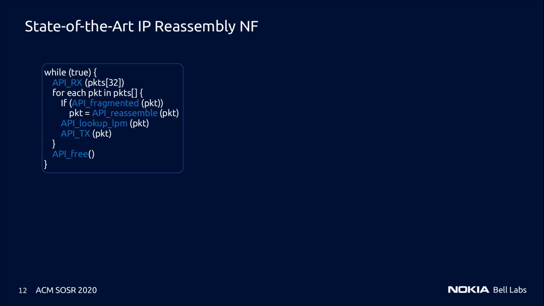As you can see here, based on the classic per-packet run-to-completion model, it first retrieves packets from Rx, and for each packet, it checks for fragmentation, and if the packet is fragmented, it reassembles it into a full IP packet, looks up the destination port for the packet, and finally transmits the packet through TX.